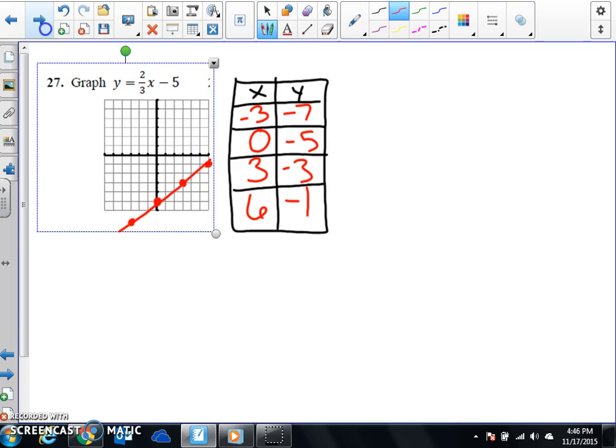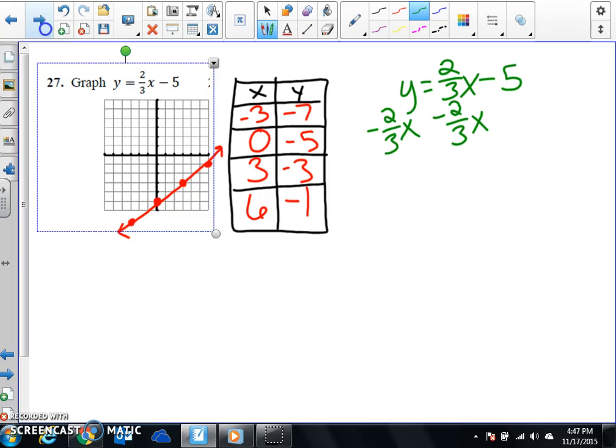If you've got a crazy dot, you did something wrong. It should be a straight line. This whole unit is called linear functions. Another way that you could do this is you could find the x and y intercepts. Remember, I need to put it in standard. So I'd subtract 2/3 x first, giving me -2/3 x plus y equals -5.